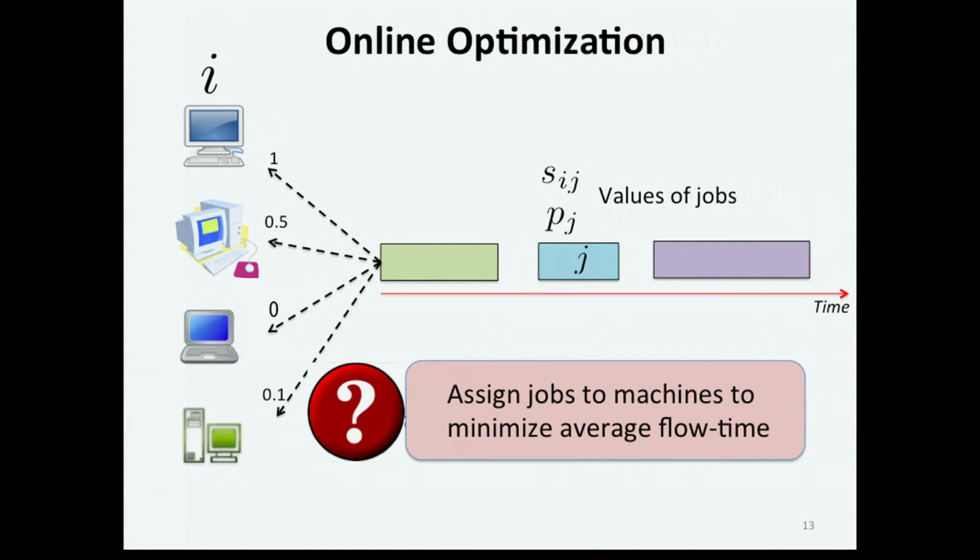And in the online setting, you know about the job when it arrives. So the set of machines is already given to you, and when the job comes, you learn these two parameters, Sij and Pj. The goal is to assign jobs to minimize average flow time, or the total flow time.